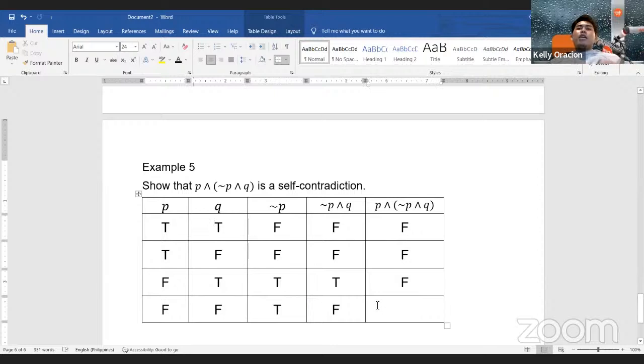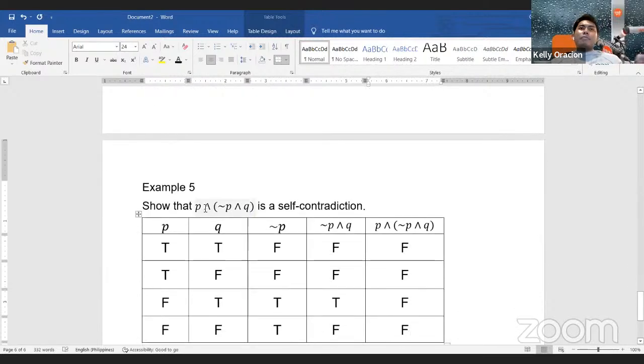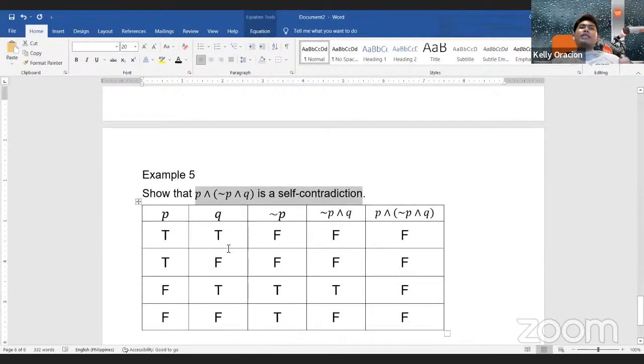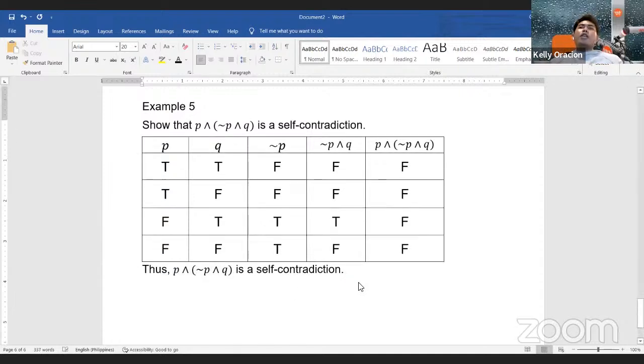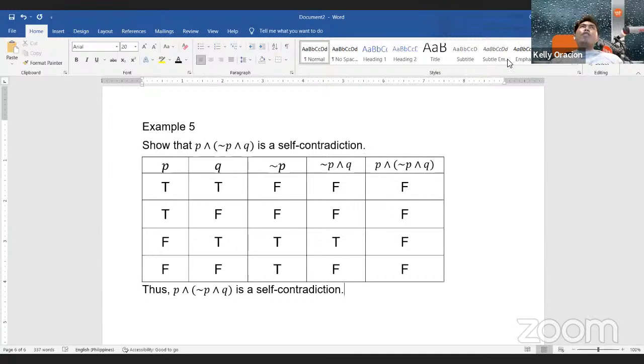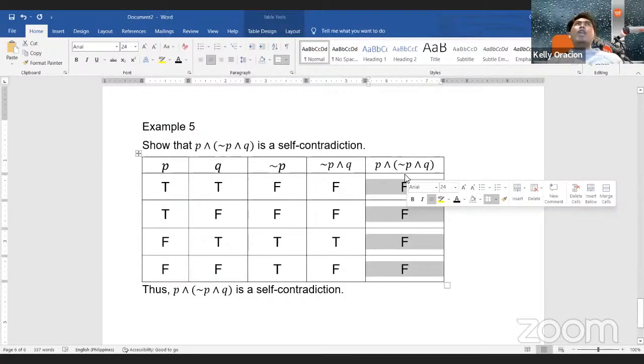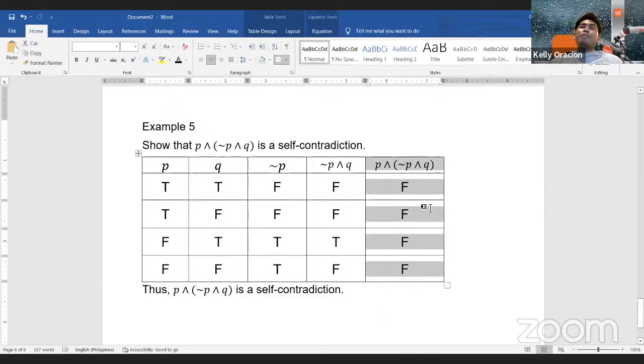That means you can say that this statement is a self-contradiction. Thus, the given statement is a self-contradiction. It's because the truth value of this statement is always false. False sa lahat.